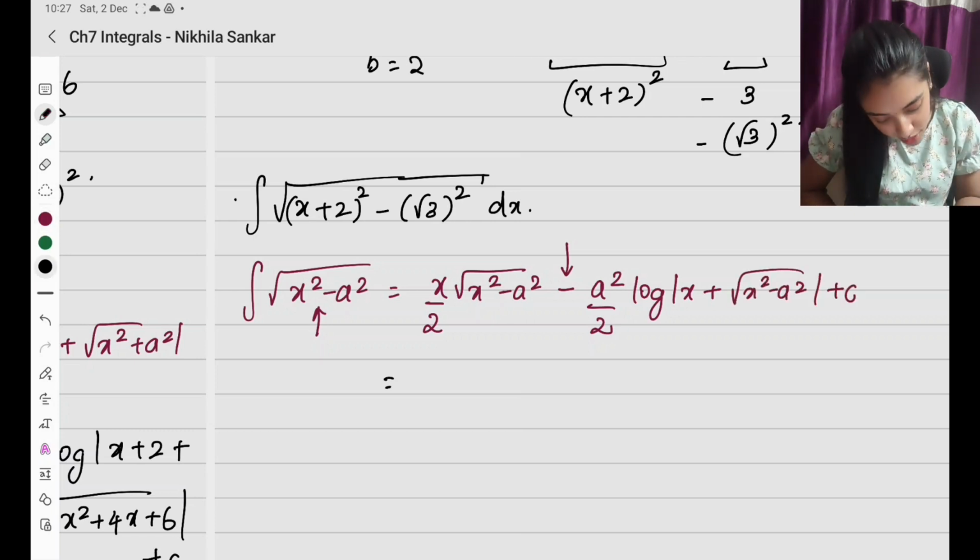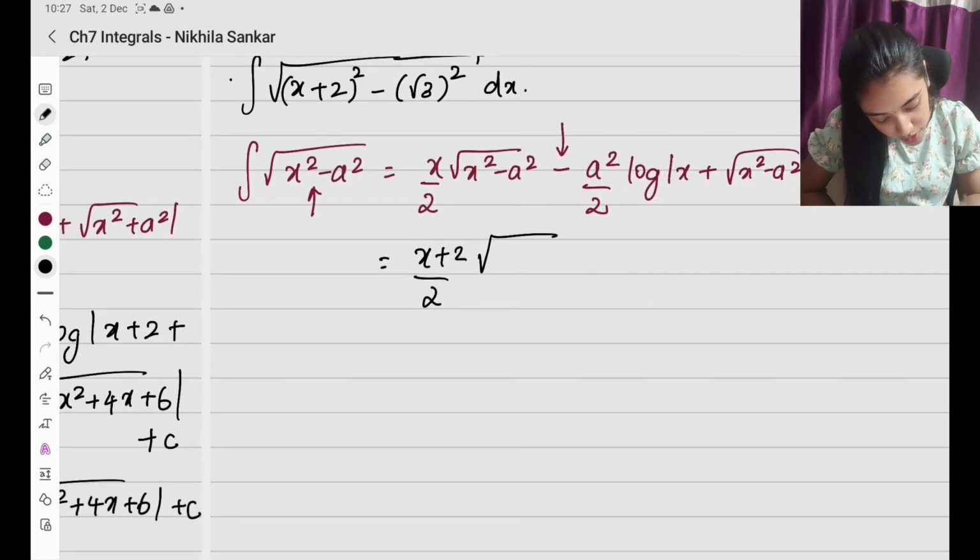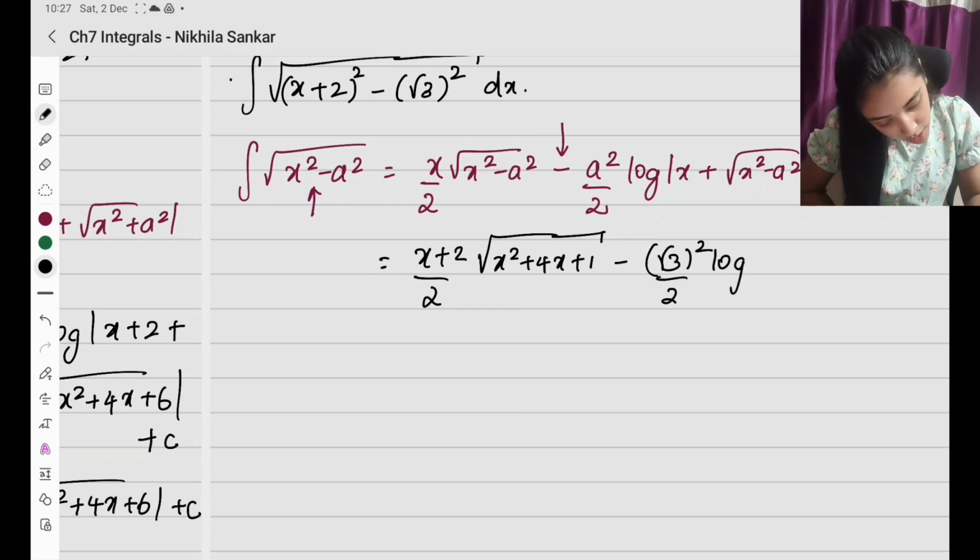So when I substitute, I have x plus 2 divided by 2 square root of x square minus a square, which is the question, x square plus 4x plus 1, minus a square by 2, which is root 3 the whole square by 2, log mod x, which is x plus 2 plus the question x square plus 4x plus 1, plus c.